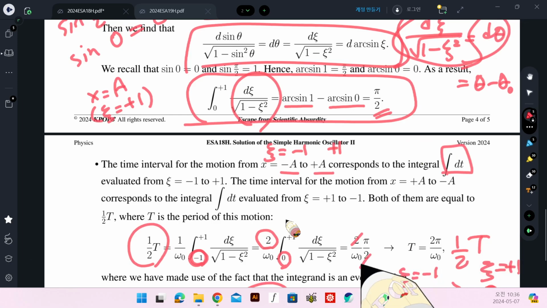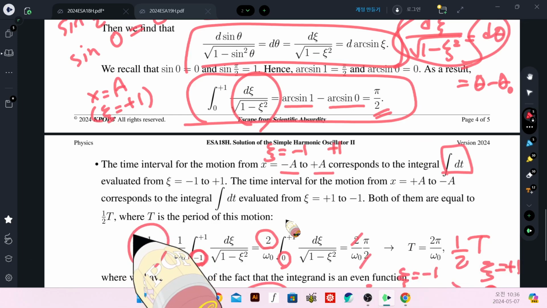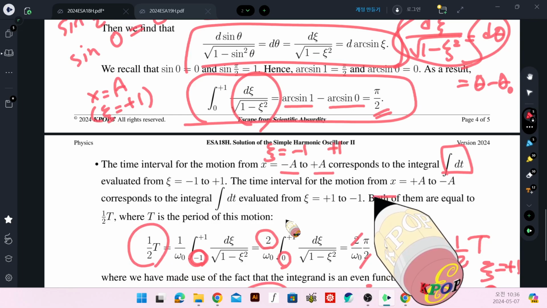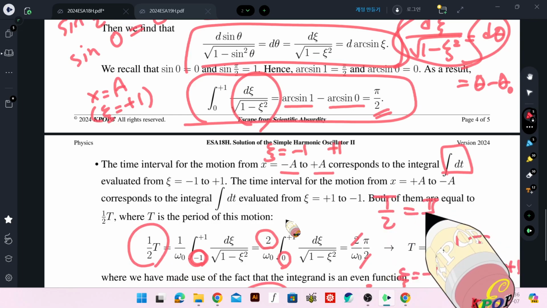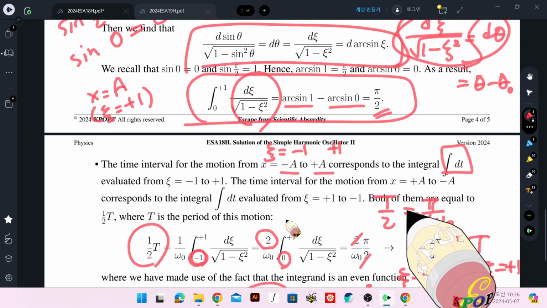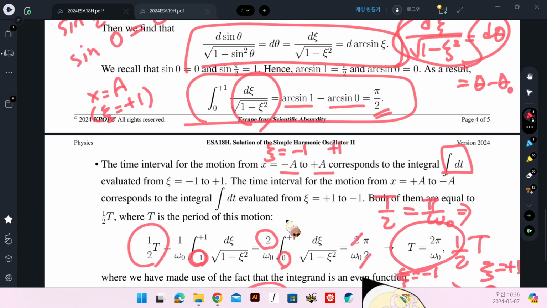2 cancels, and on the left hand side we have 1/2 of T equals pi over omega 0. Therefore, we have the period is 2 pi over omega 0.